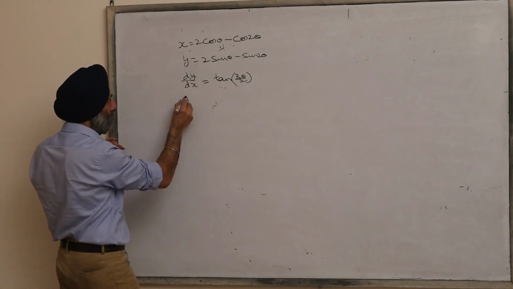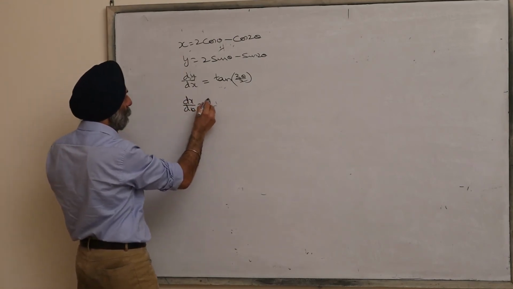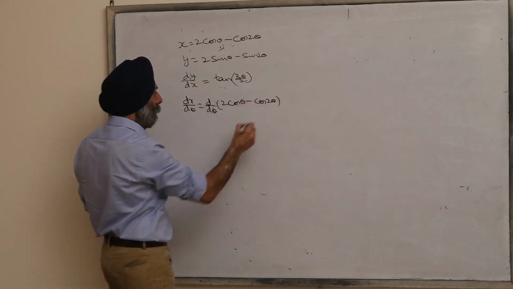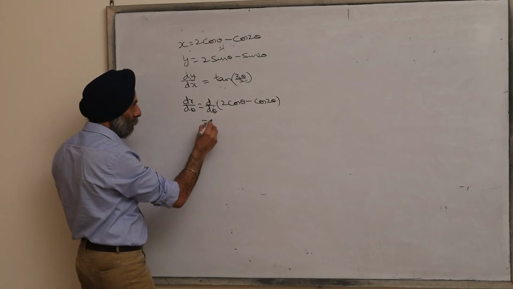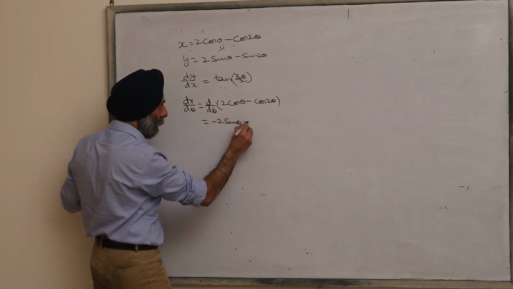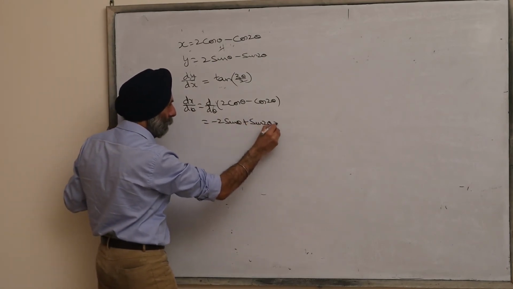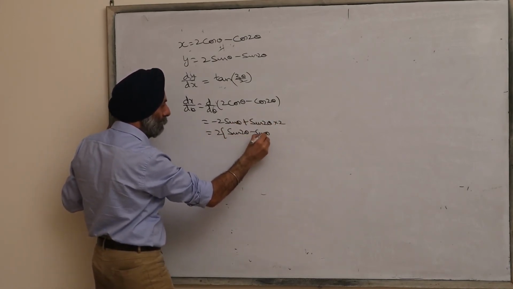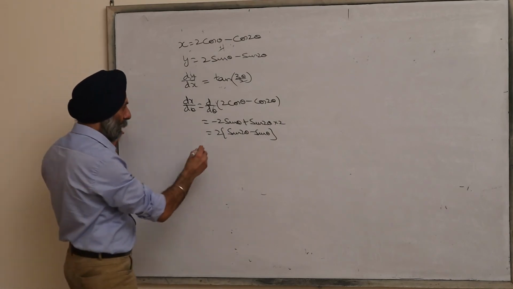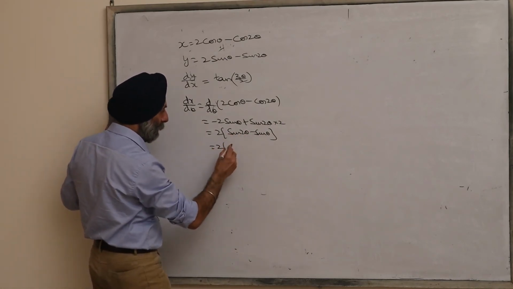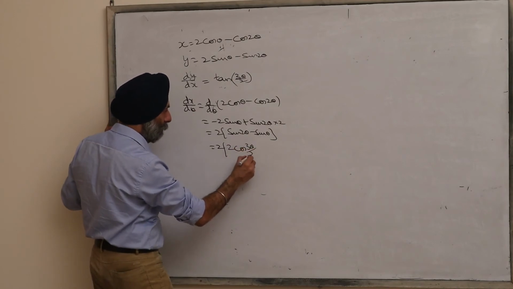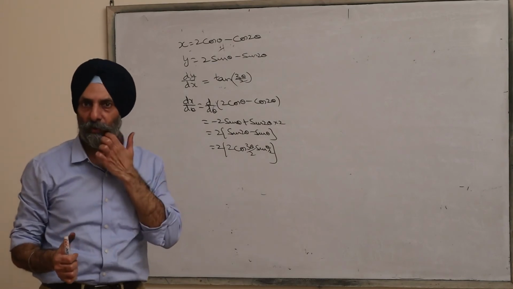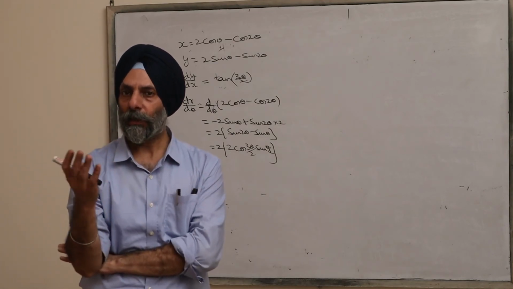So very straightforward question, dx over d theta is d over d theta of 2 cos theta minus cos 2 theta. This is equal to minus 2 sin theta plus sin 2 theta into 2, which is 2 times sin 2 theta minus sin theta. So can I write this as 2 times, sin c minus sin d is 2 cos of c plus d by 2 into sin of c minus d by 2. So whenever the function is of the form sin c minus sin d, we apply the CD formula here.